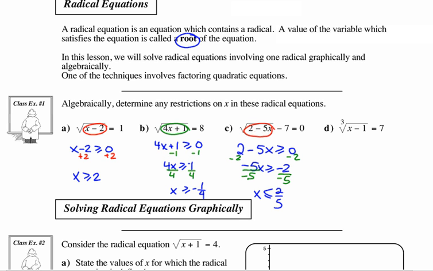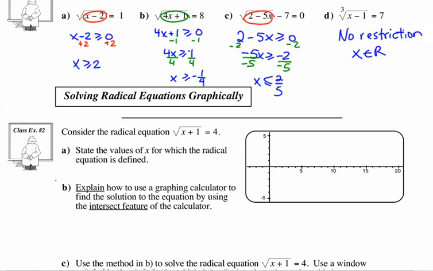All right. This is a cubic root. Can you have negative cubic roots? Yes. So no restrictions. There's no restrictions here. X is an element of the real numbers. It could be any number because it's a cubic root.